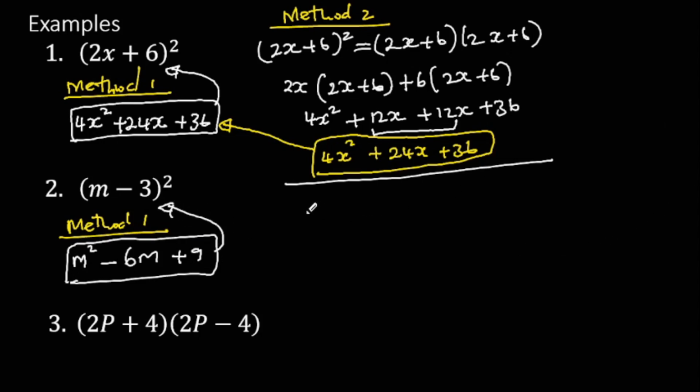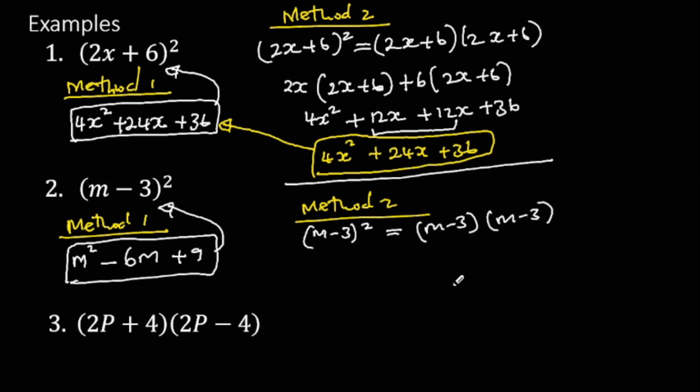So you can take the same and use method 2 to see if we get the same answer. In method 2, you're going to expand the normal way. So you have m minus 3 squared, and this simply means it is m minus 3 multiplied by m minus 3. To expand this, you take the first element of the first bracket, m, and multiply by the second bracket, m minus 3. Then you take the second element of the first bracket, you multiply by the second bracket, then expand and simplify.